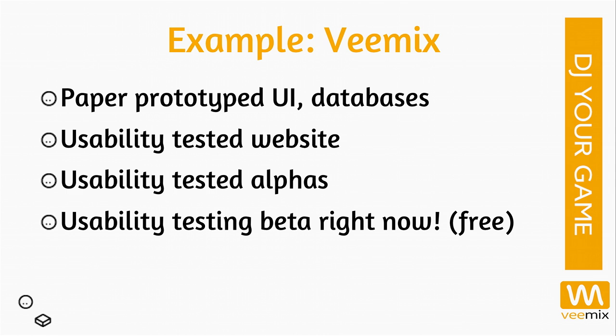So to give you an example, using Veemix, we paper prototype just about everything as far as the user's experience from start to finish. So where would the buttons be? What do they click on to bring up this menu or that menu? We paper prototyped our databases and our website. We planned it all out on paper before we did any coding at all.